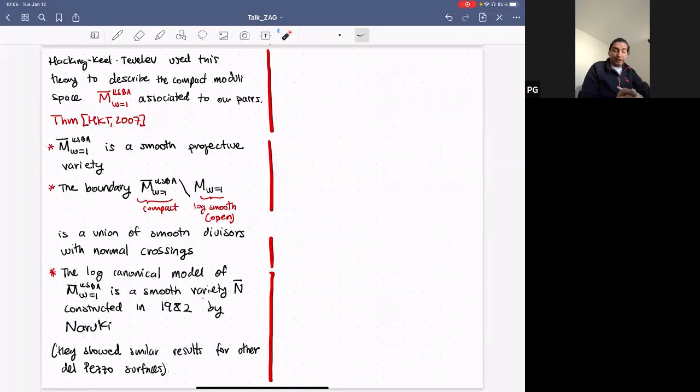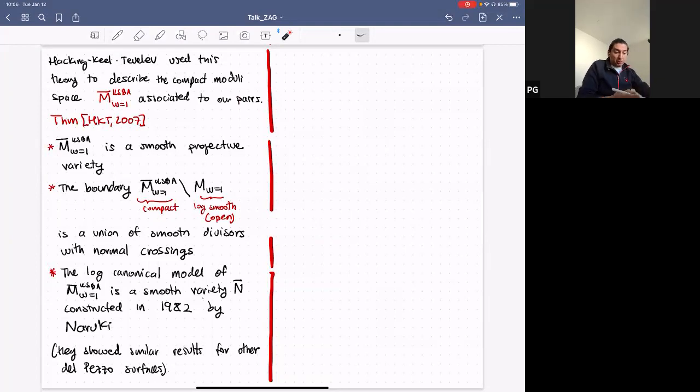So the first thing is that in general, it can be a projective scheme, but in this case it is a smooth projective variety, which is remarkable because moduli spaces of pairs that are smooth projective varieties are very rare, particularly in dimension larger than one. I think this is the only example that I know, for example, larger than one. This holds for other del Pezzos, like, again, their work is more general, but for cubic surfaces, we have this smooth projective variety.